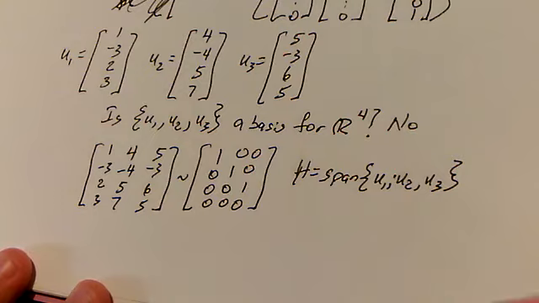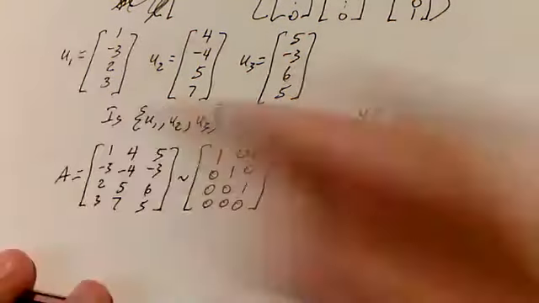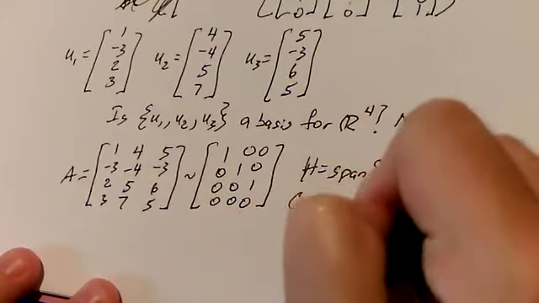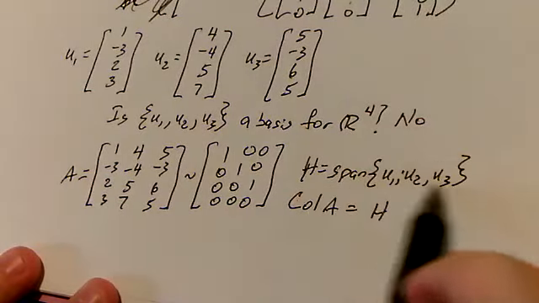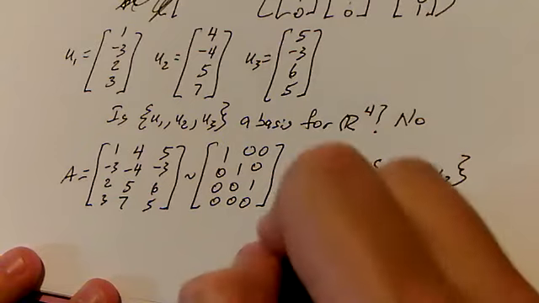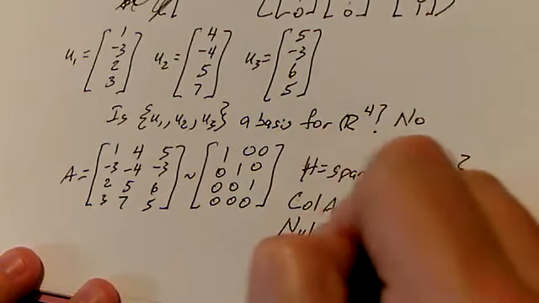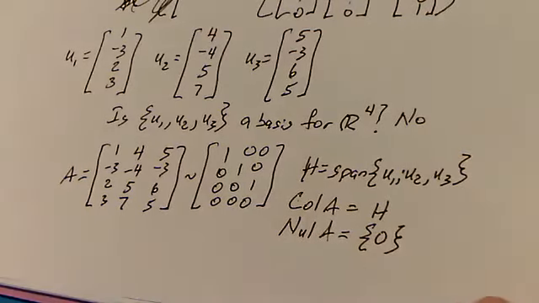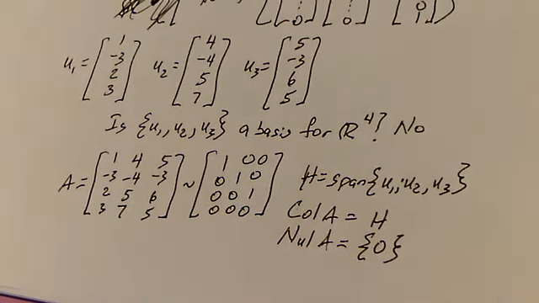Now, if I say this is my matrix A, then the column space of A is in fact equal to H because I have all independent vectors, so I'm good to go there. The null space of A, notice I have no free variables. If I have no free variables, then the null space is just the zero vector because I always have the trivial solution.